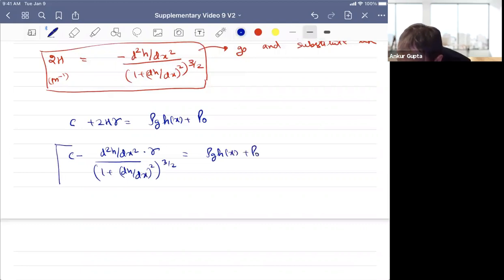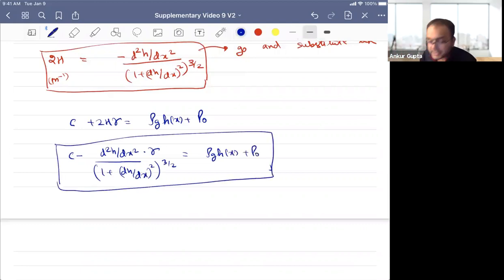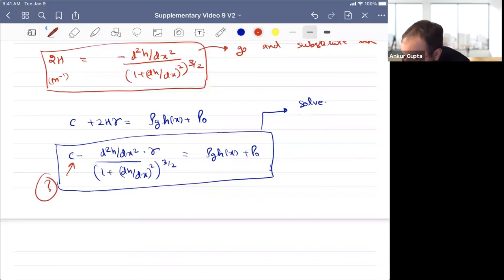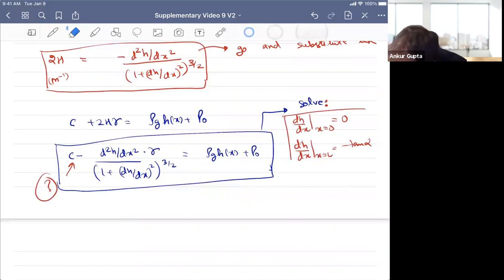Okay, so we get a second order differential equation in h of x, which we want to be able to solve. To solve this, we need boundary conditions, and note that we also do not know c yet. I'll explain how. For the boundary conditions on h, dh by dx at x equals 0 is 0, and I'll explain that in a minute. And dh by dx at x equals L is minus tan of theta.